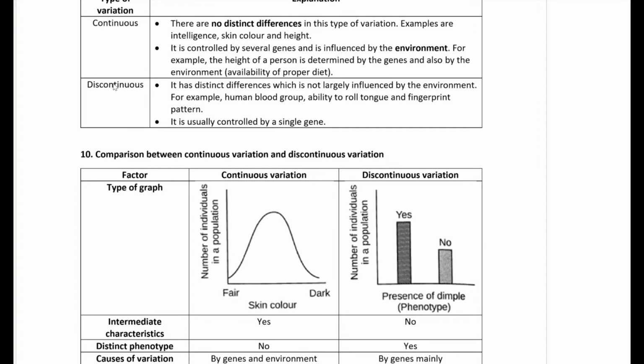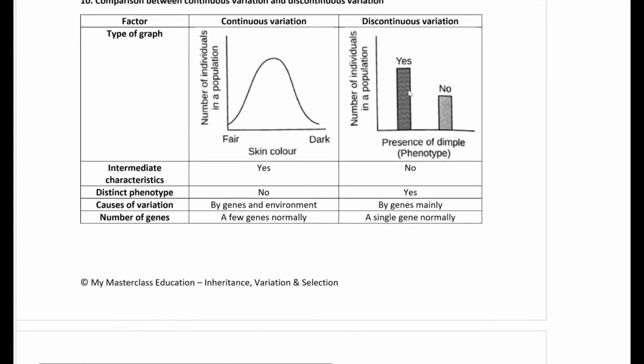So discontinuous variation is not influenced mainly by the environment. Things like, for example, blood type group, is a very controlled gene. Usually such genes, the majority of them, are thought to be vital for survival, which is why they cannot be influenced by the environment.